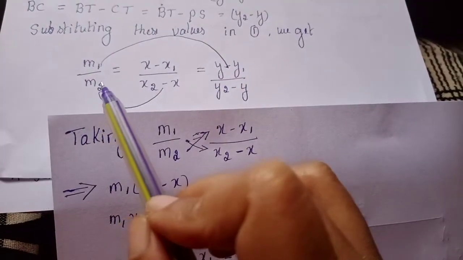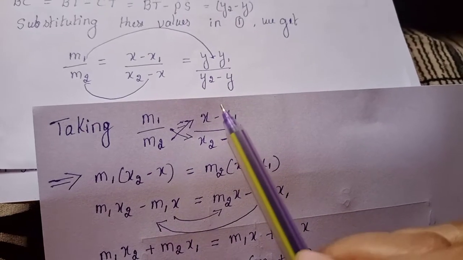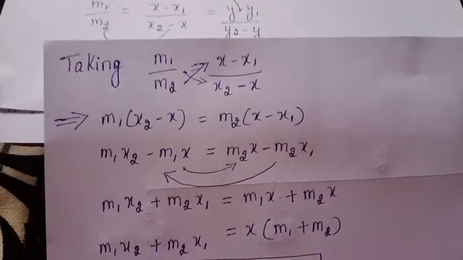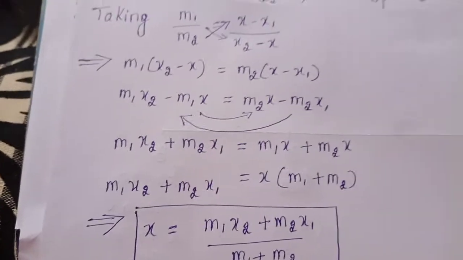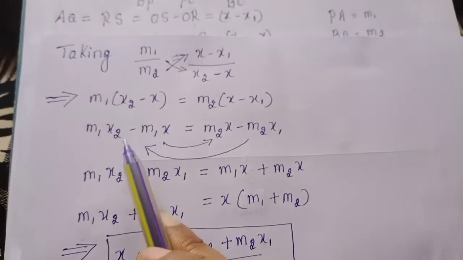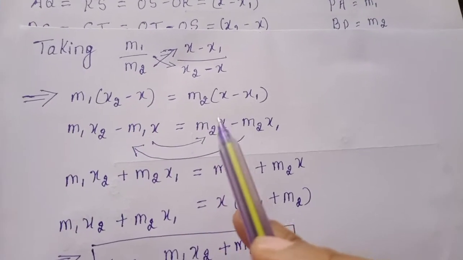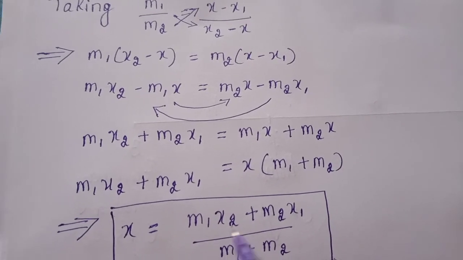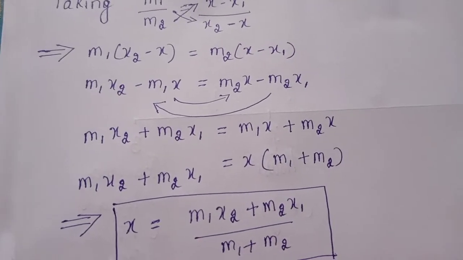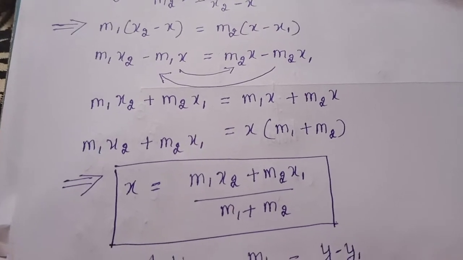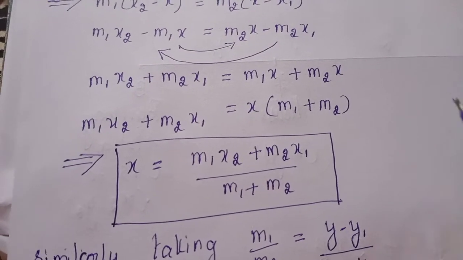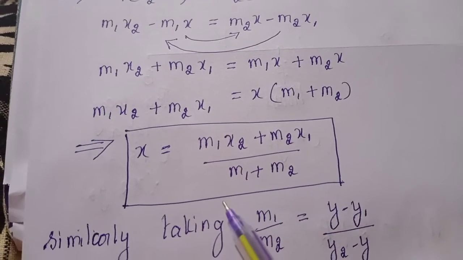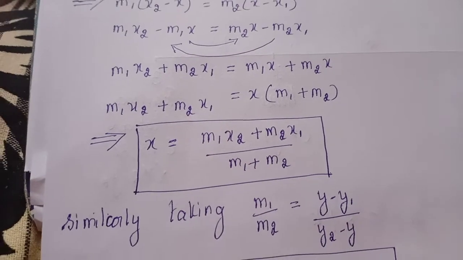Now let me consider first m1 by m2 equals x minus x1 divided by x2 minus x. Cross multiply and simplify. You get m1 into x2 minus x equals m2 into x minus x1. Taking like terms together, m1x and m2x are the like terms. Take x common; what remains in the bracket is m1 plus m2. So x becomes m1 x2 plus m2 x1 divided by m1 plus m2.